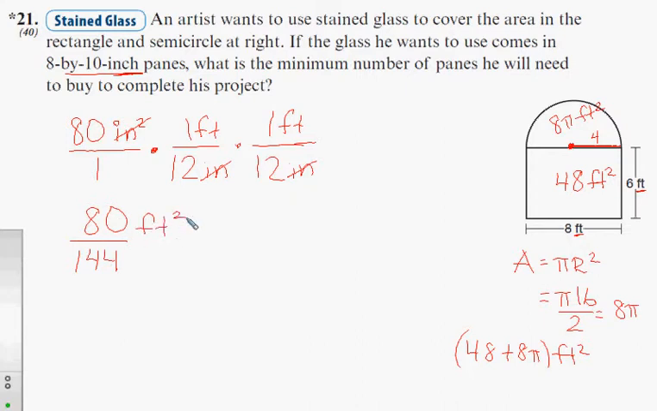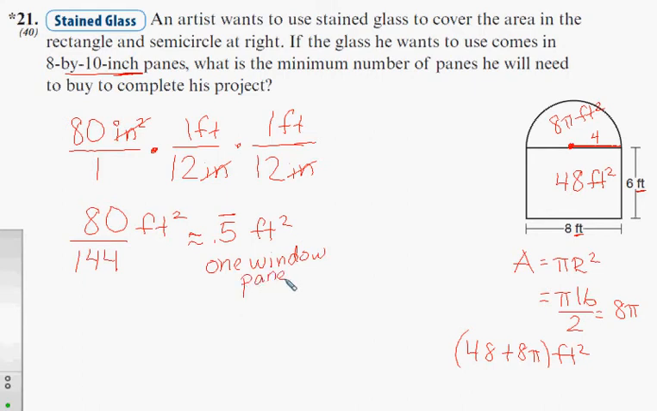So what does that equal? Well, if I take 80 divided by 144, I get 0.5 repeating, okay? So that is equal to 0.5, I'm just going to say repeating for right now because I don't want to lose my accuracy here. You understand what I'm saying? Okay, so this is the amount of square footage for one window pane. But we need enough for all of this.